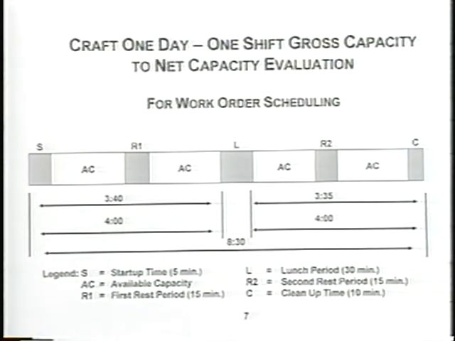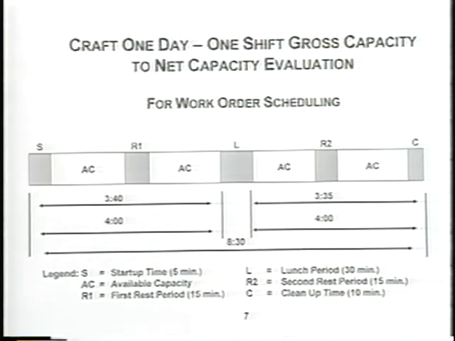The shaded areas going from left to right would indicate that S is startup time, and the legend is at the bottom of this exhibit. Then we have AC, which is available capacity. R1 is the first rest period, and then we go to another available capacity. L is a lunch period.